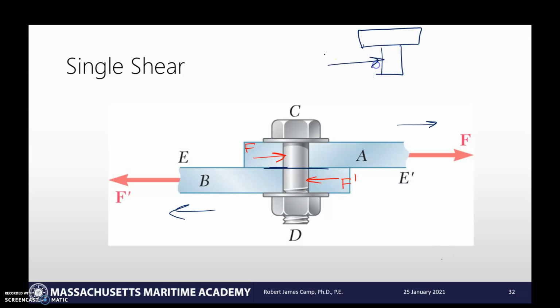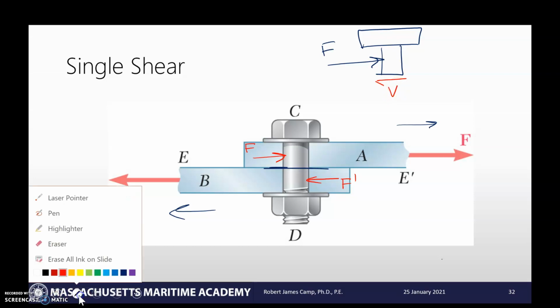Here's my external force being applied, that is F. And now I have to do my sum of the forces in the X direction to figure out what my internal force is. Typically, shear forces will use the arrow with only one side on the head to represent the shear force. So if I've got some force V there, that is my shear force.